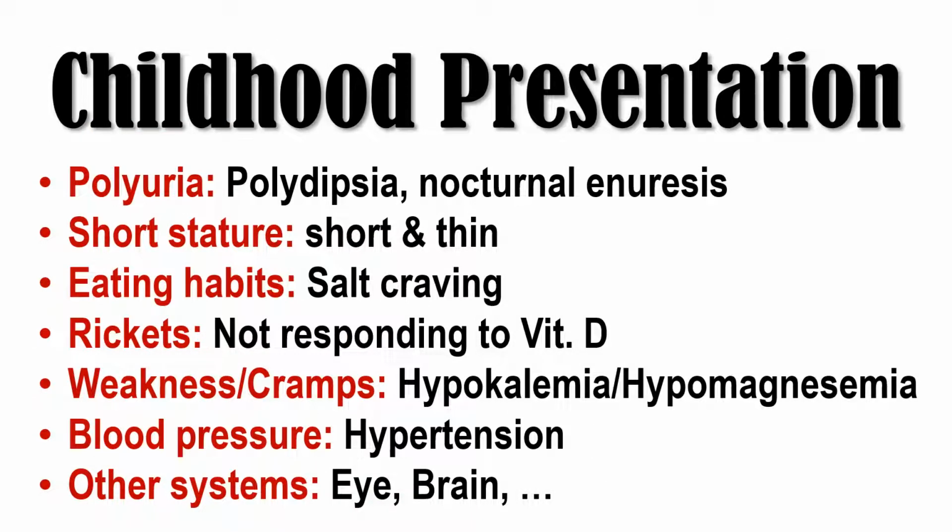Childhood presentation is different because polyuria is sometimes or occasionally present as nocturnal enuresis. Short stature due to failure to thrive, eating habits, specifically salt lover or salt craving, rickets which is not responding to vitamin D, hypokalemia and hypomagnesemia produce weakness and cramps. Blood pressure will be high in monogenic hypertension, and we'll come to this soon, and other organs may be affected due to the tubular disorder and inborn errors of metabolism.